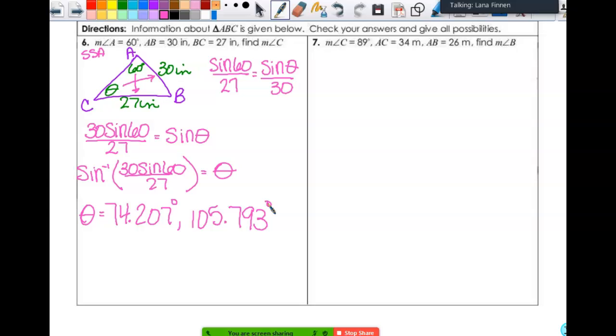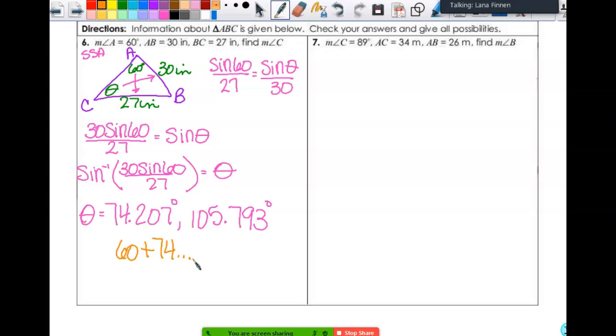So the way we check them is you take the angle they gave you, 60 degrees, and we're going to add this first angle to it. Now, I don't care about the actual value. So I just know that this is 60 plus 74 something. And all I care about is, is that value going to be greater than, less than, or equal to 180? So I don't have to type this into a calculator.